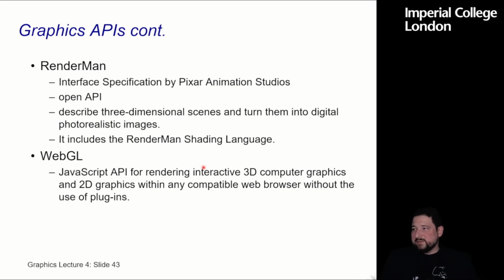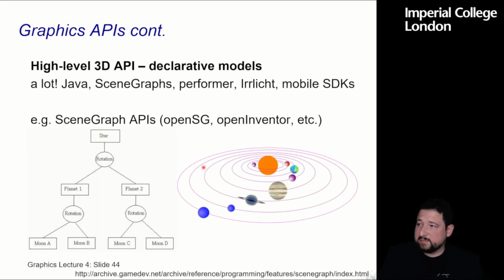There is WebGL, which is a JavaScript API for rendering interactive 3D graphics, which is our current coursework framework. And you see how easily this transfers. I haven't really changed the individual exercises since we moved from a desktop-based implementation to the web-based implementation. The underlying principles are still exactly the same as they always have been in graphics APIs.